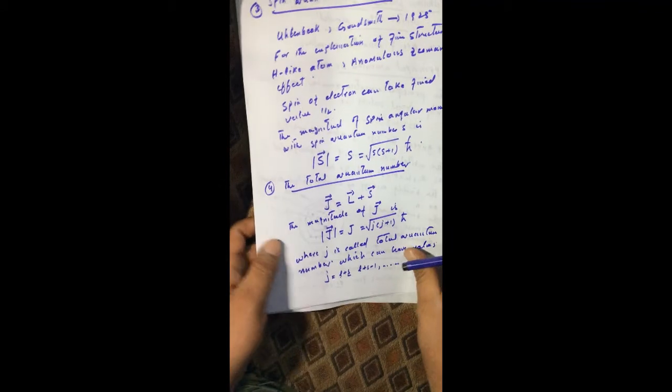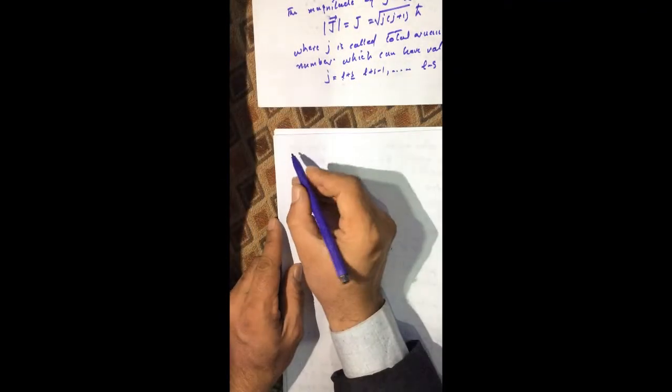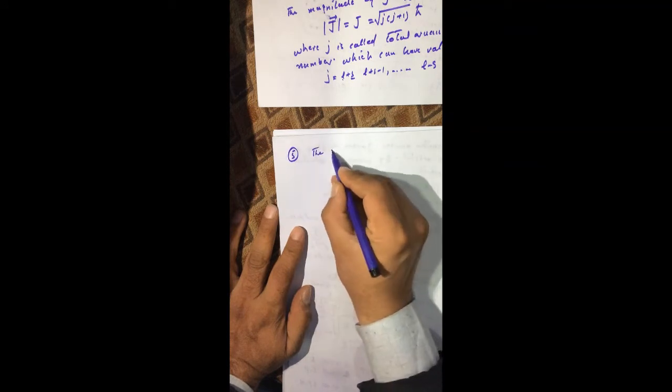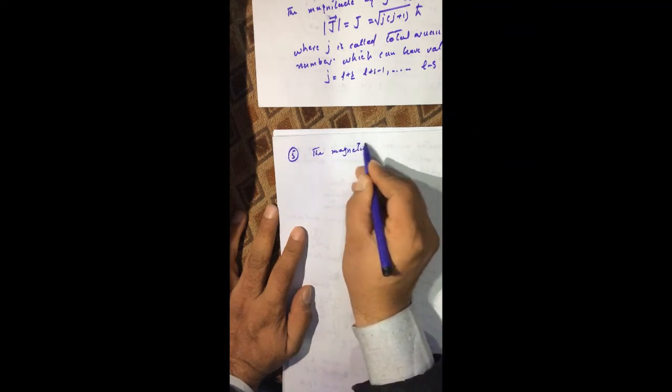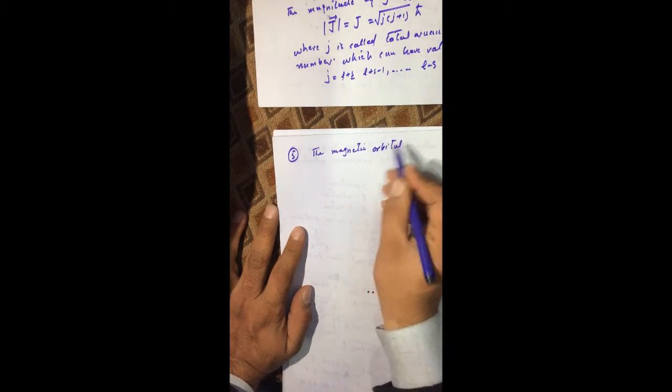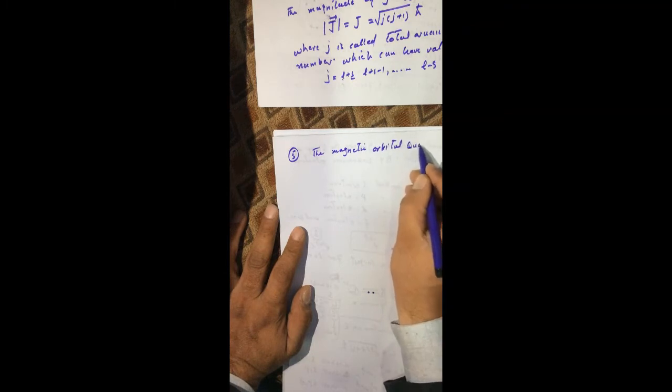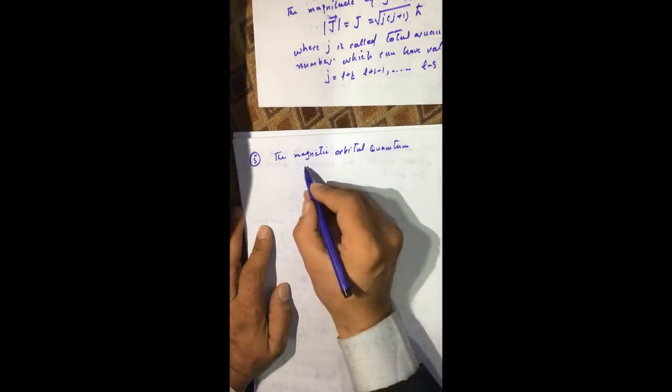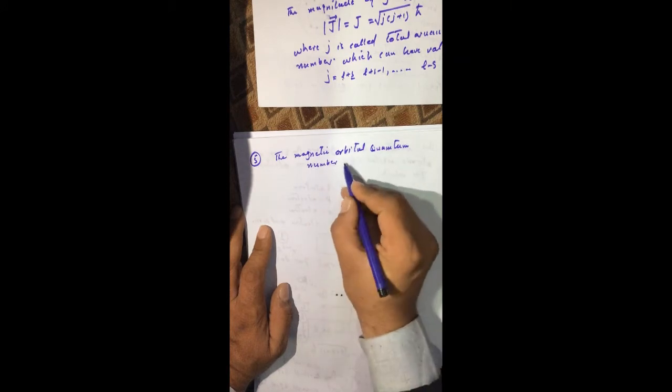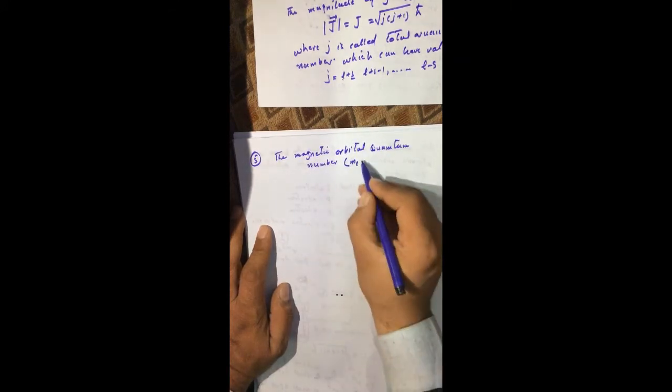Now to explain the splitting of spectral lines in a magnetic field, like to explain the Zeeman effect, we introduce three more quantum numbers, and they are called magnetic quantum numbers, which I will discuss here. The fifth one is the magnetic orbital quantum number, and we will represent it by this symbol m with subscript l, m_l.